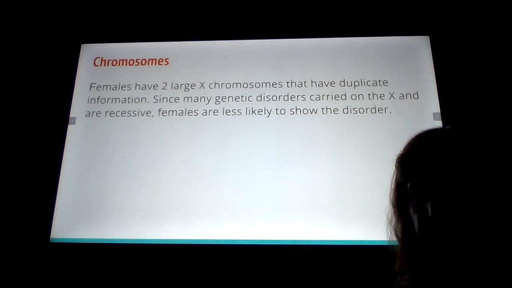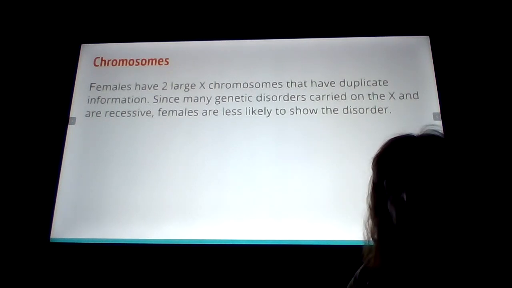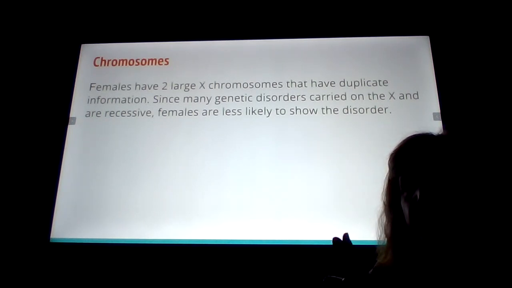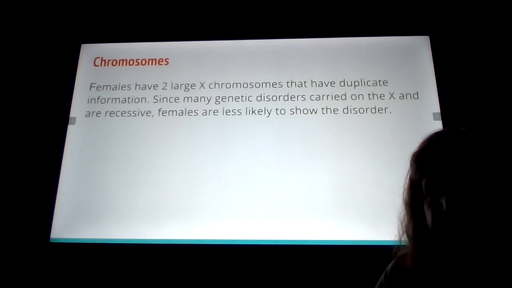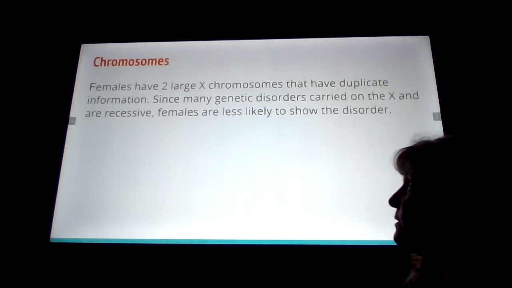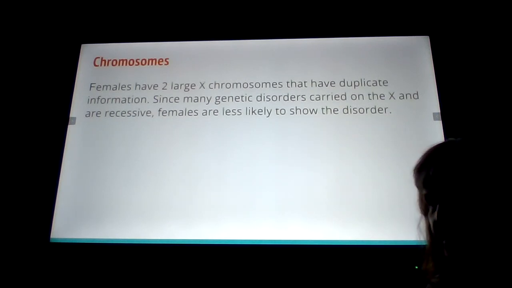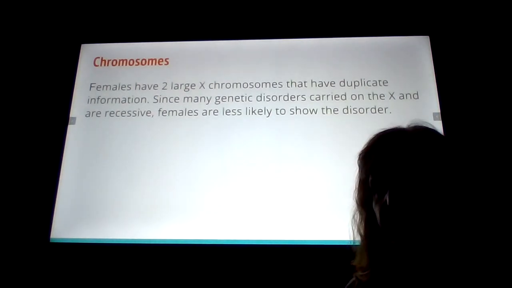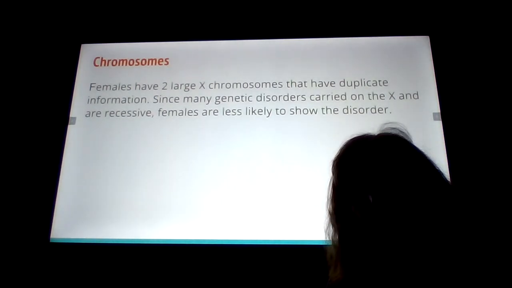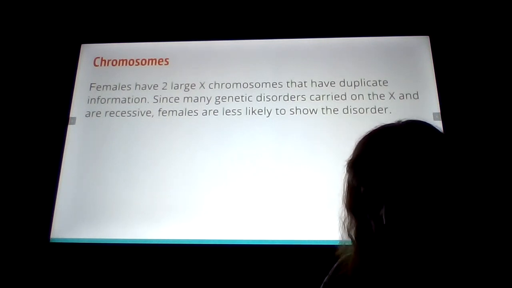Since females have two large X chromosomes, they have duplicate information. If you remember back when we did cell cycle, we talked about homologous chromosomes, how they're coding for the same traits, but they're not identical. Well, the same thing applies here. They're coding for the same traits, but they're not identical. So since there's a lot of genetic disorders that are carried on the X, and they're recessive, females are less likely to show the disorder. So again, remember, recessive alleles is just like the basic Punnett squares. If you have two recessives, you're going to show the trait. If you have a dominant and a recessive, you're not going to show the trait.